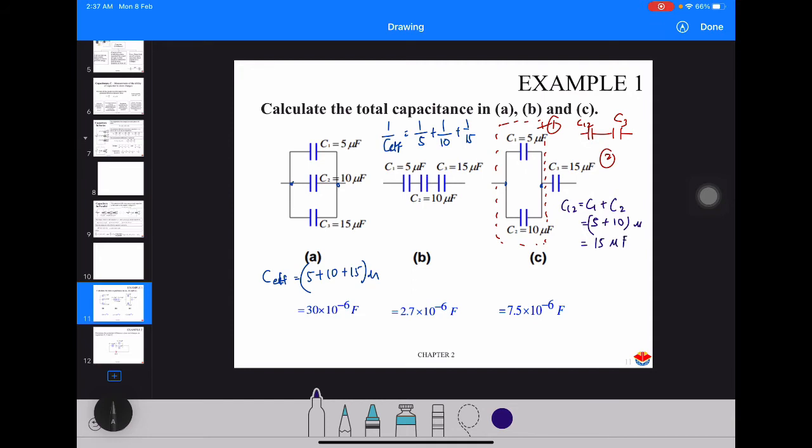And the next step, you have to solve this one. So this is the first step. The second step, I can calculate this: 1 over C effective is equal to 1 over C12 plus 1 over C3. This one is just 1 over 15 plus 1 over 15. So you will get 2 over 15, which, if you invert that one, you get 7.5 times 10 to the negative 6. So this is how you calculate example 1.